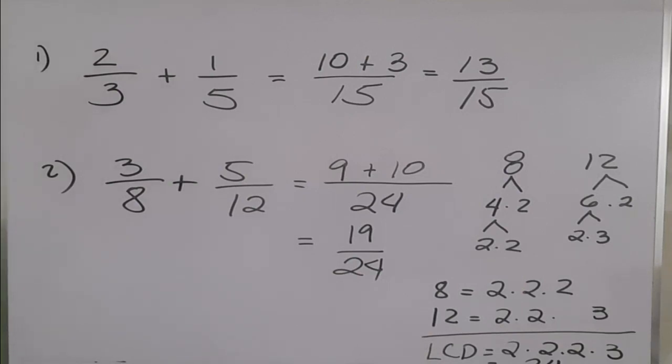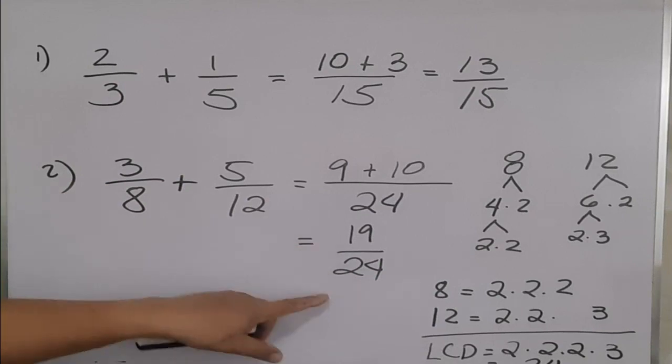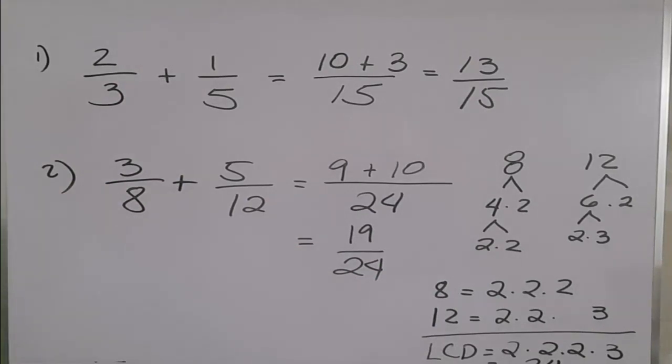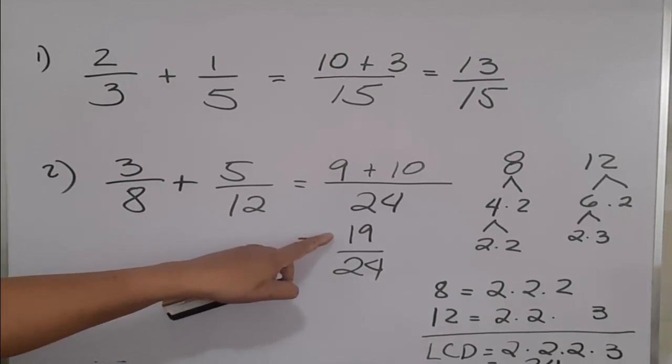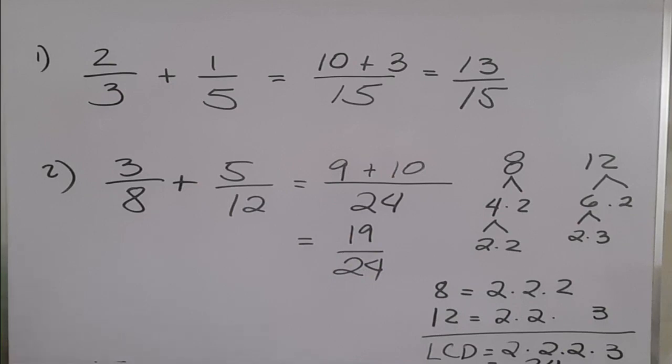So, ibig sabihin, 3/8 plus 5/12 is equal to 19/24. Try natin, i-analyze natin. Simplest form ba yan? Meron bang factors ang 19? Wala. So, ibig sabihin, is already the simplest form of fraction. Okay, naintindihan? Kuha ulit tayo ng ibang example.